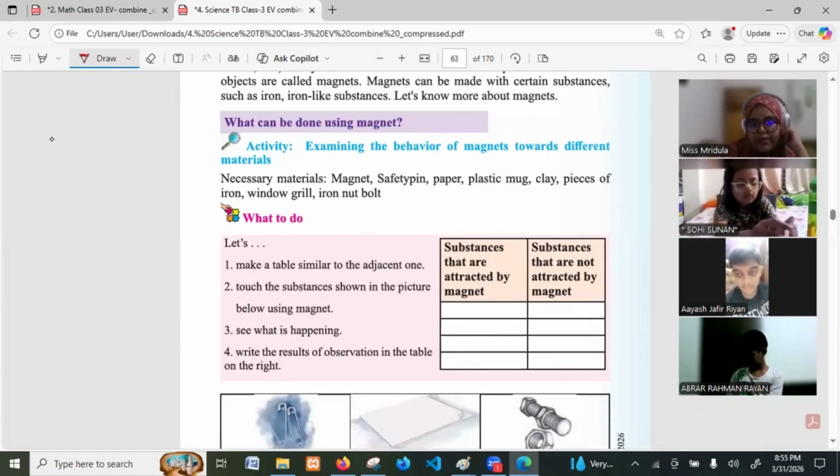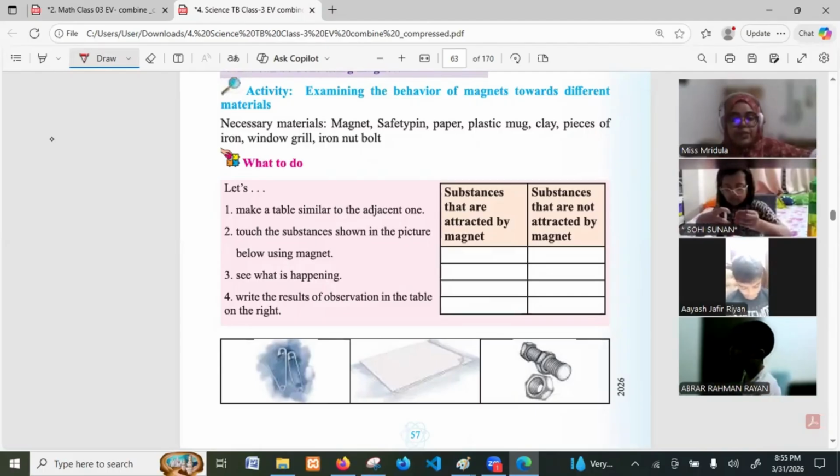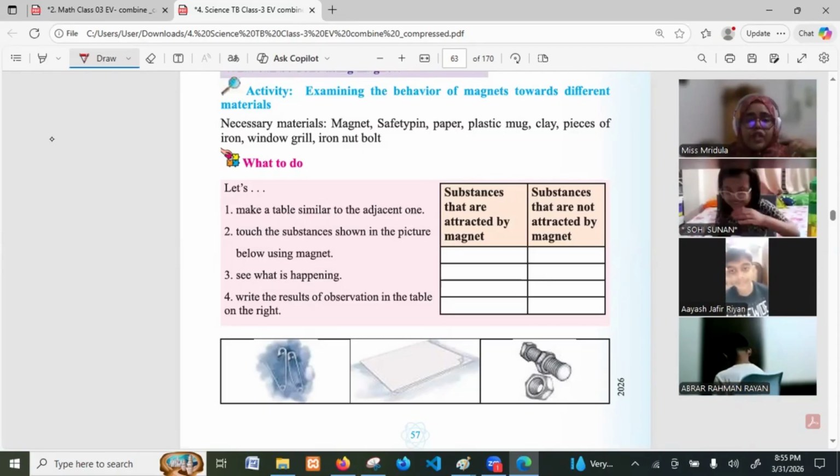So we have an activity examining the behavior of magnets towards different materials. We will take a magnet and put it towards different sorts of items, and we will see which one is attracted and which ones are not. So what are the materials? We need a magnet, a safety pin, paper, a plastic mug, clay, pieces of iron, a window grill, an iron nut and bolt. You can see the nut bolts, those things. Okay, so let's find out which ones are magnetic, that means will be attracted towards the magnet, and which will not be attracted.